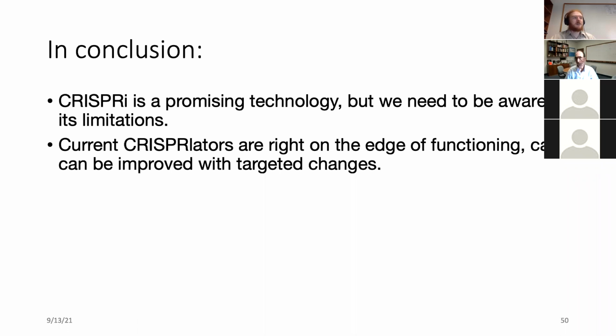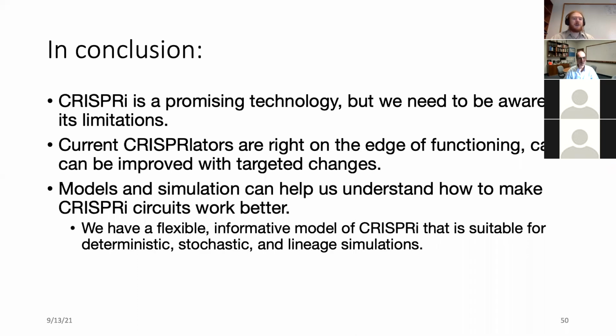CRISPRilators in particular are right on the edge of functioning. They work, but barely, and can probably be improved with some specific targeted changes that I've recommended, like tuning dCas9 production rate and adding small amounts of protein degradation. And finally, we have a model that can let us investigate a wide variety of CRISPRi-based synthetic circuits and can, again, determine whether or not they're worth building in the lab and what we might have to do to make them work in the lab.